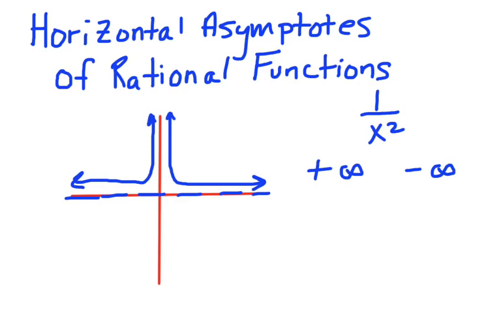Now rational functions are unique in the sense that there are basically 3 cases. There's a case where it has no horizontal asymptote, a case where the horizontal asymptote is 0, and there's a case where it's just a number. So it's not 0, it's just another number. It's moved up or down. So we'll go through those 3 cases and how you find it.